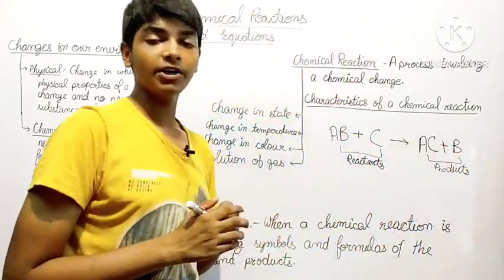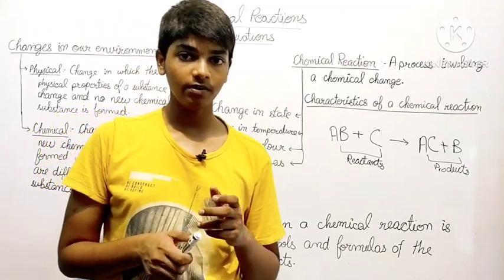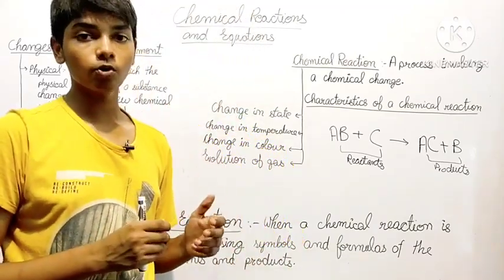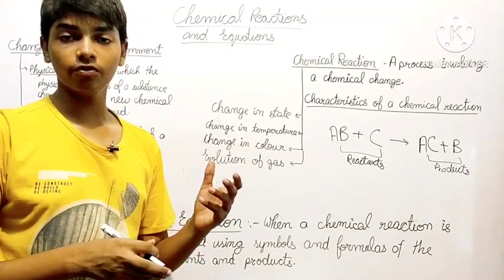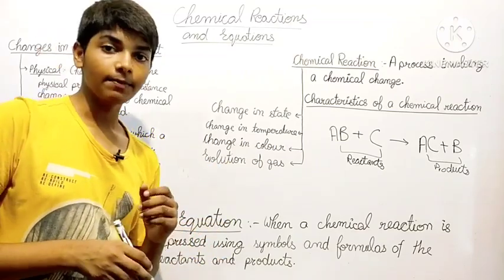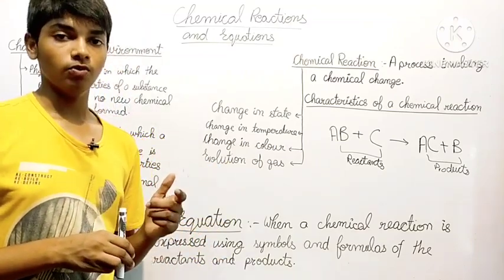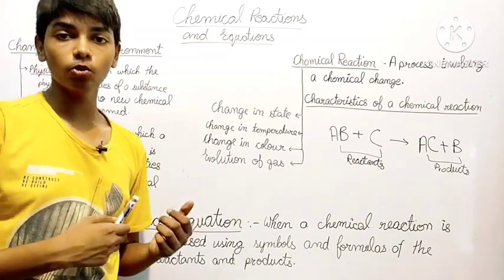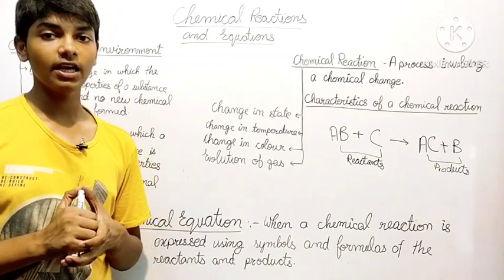So in the example I took of magnesium ribbon, which was Mg plus O2 forming MgO, Mg and O2 were reactants and MgO was the product. Similarly, when H2 and O2 react, H2O is formed. So H2 and O2 are reactants and H2O is the product.